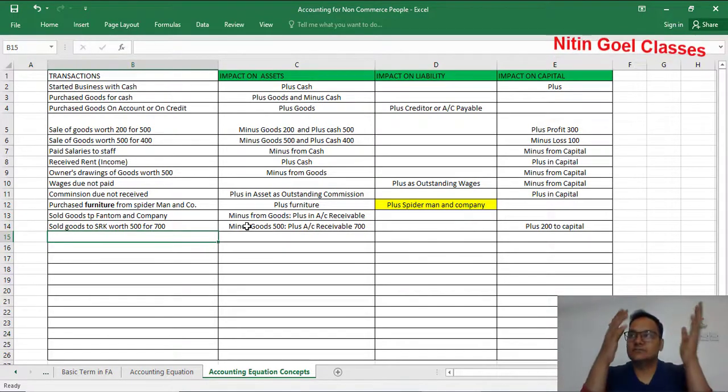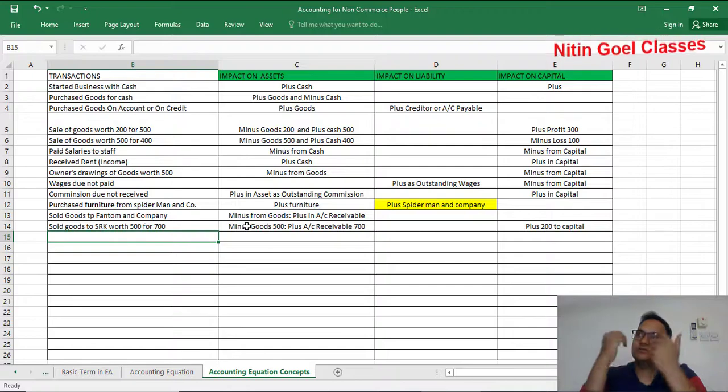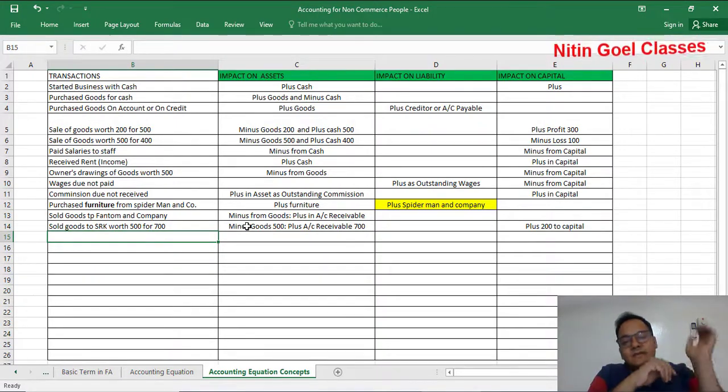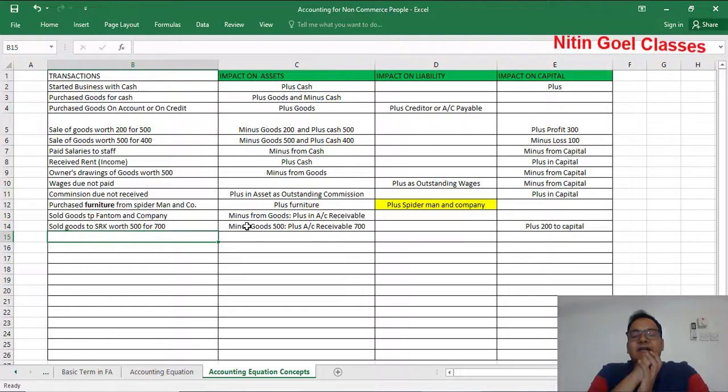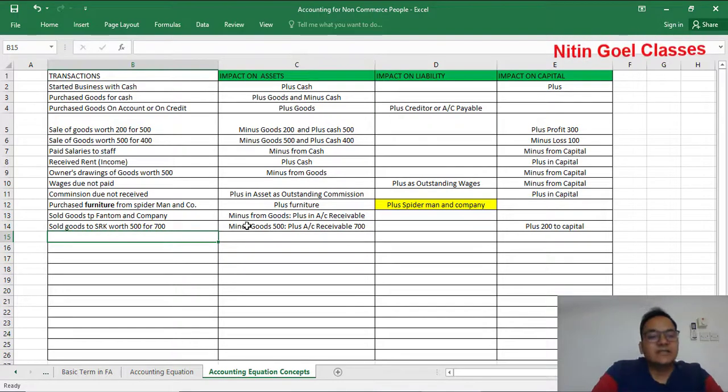So any expense, capital minus; any loss, capital minus; any profit, capital plus; any income, capital plus. Party's name not given, credit transaction. Party's name given but also given against cash. Let us see one more transaction.